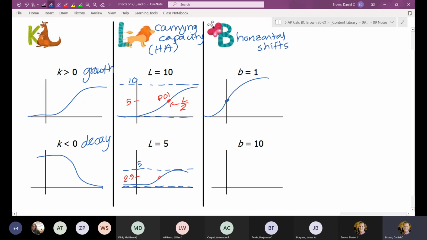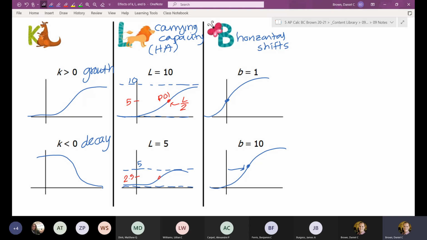If B is 10, then we've basically shifted that point of inflection by some amount in the positive direction. If B became something like 0.5, we would be shifting it the other way. We want to talk about the graphs because a lot of times in these problems, it will ask you to interpret the graph, and you will be expected to know what the graph looks like.